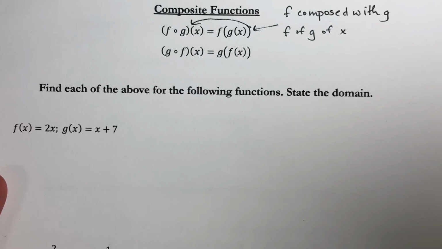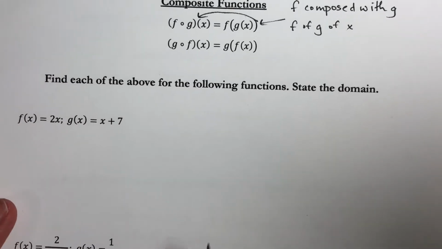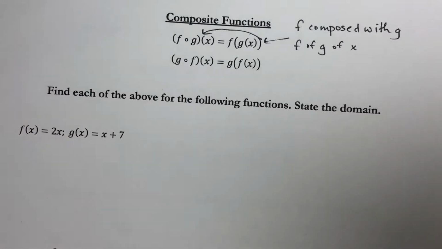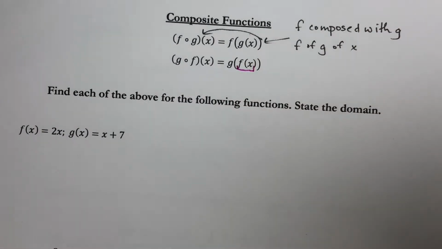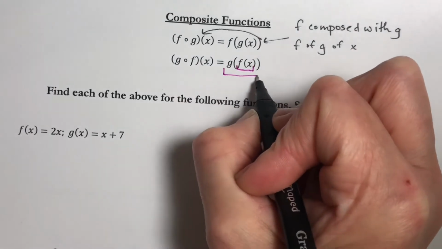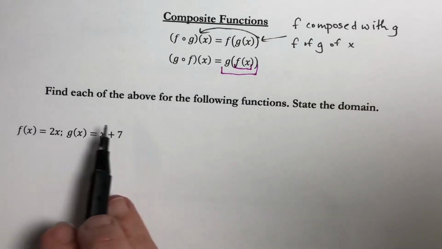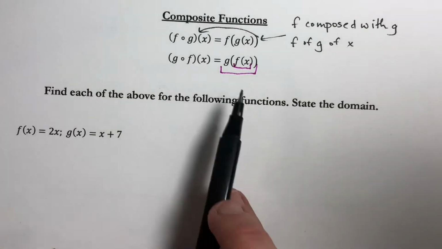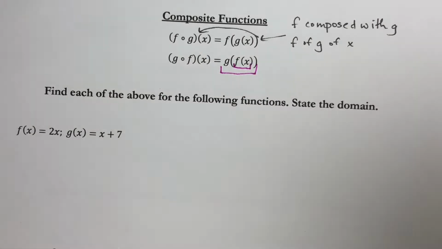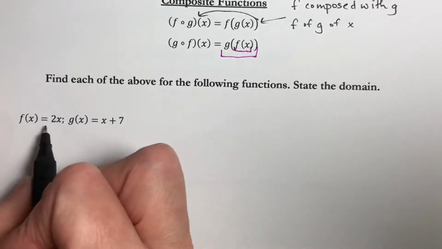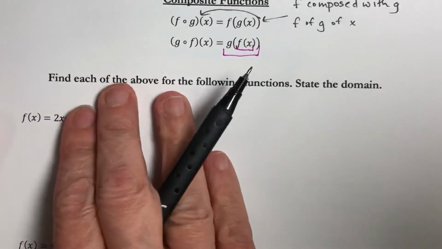Okay. Now what we're going to do here is find each of the above. We're going to find f of g of x, and we're going to find g of f of x, and often they are different. Then we're going to talk about the domain. When we go to find the domain, we have to worry about what makes the inside part bad, and whatever makes the whole thing bad. It's not going to be each piece individually this time necessarily. We have to worry about the domain of the inside part, and the domain of the whole thing.